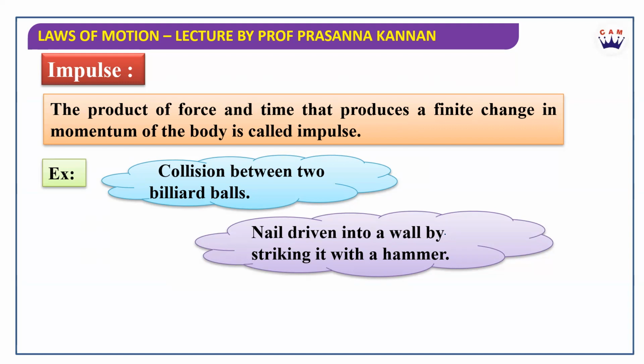The hammer hits the nail. The duration of that force on the nail is very short, but it produces a change in momentum. This is called impulse: a force acting for a very short duration of time. Billiard balls are moving. They are meeting each other only for a few seconds and then going back, correct?